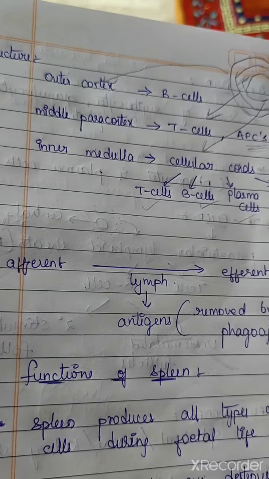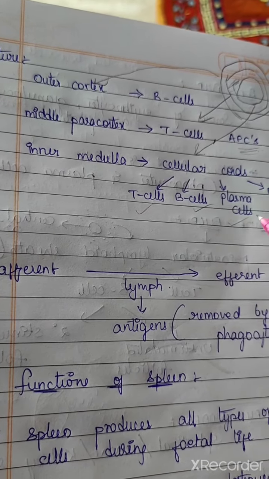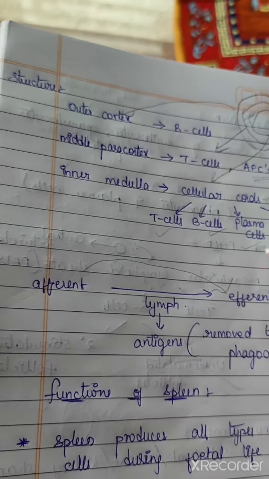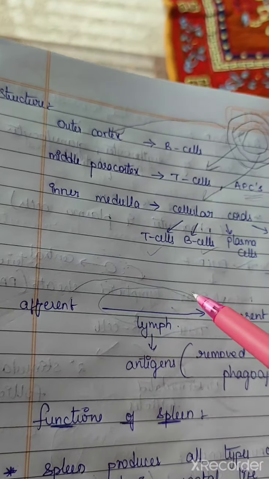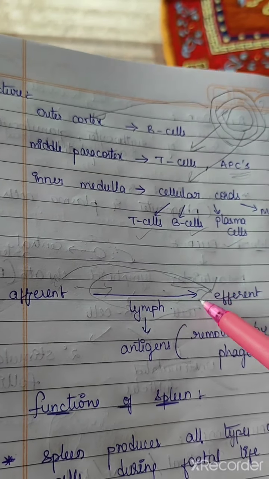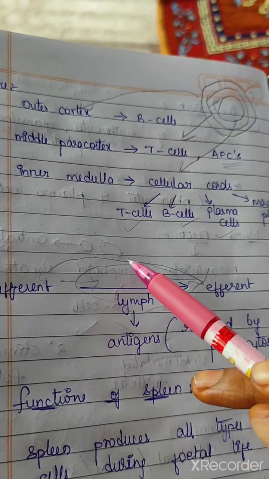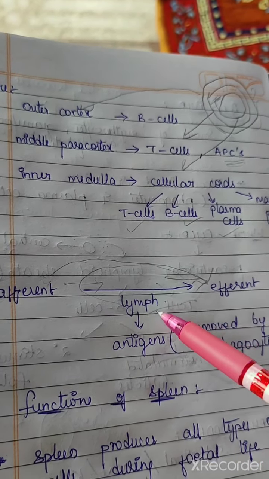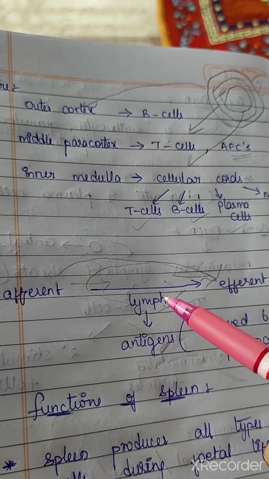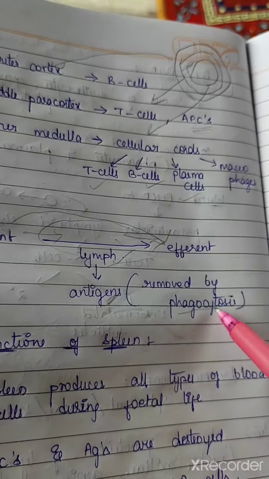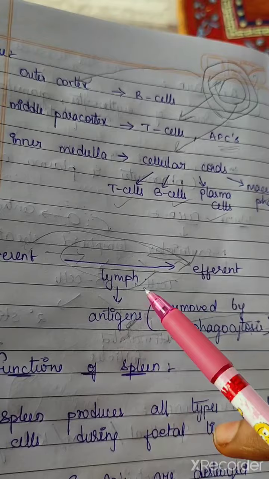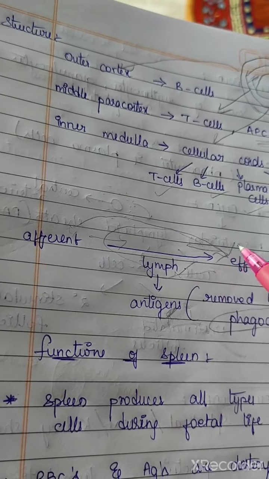Okay, so if we see the function of the lymph nodes, the lymph moves from afferent vessels to efferent vessels, meaning it enters into the lymph nodes through afferent vessels and moves out through efferent vessels. Meanwhile, in these lymph nodes, the antigens are removed from the lymph with the help of phagocytosis. So this is the function of lymph nodes.